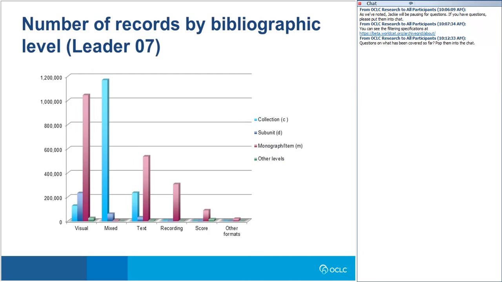Bibliographic level is MARC's concept for whether a record describes a collection, a single item, or one of several other levels. Blue is collection, that tall one is mixed materials, red is item. You can see how it predominates for the other formats. And the combined height of these columns gives you another view of how many records are present for that data format.